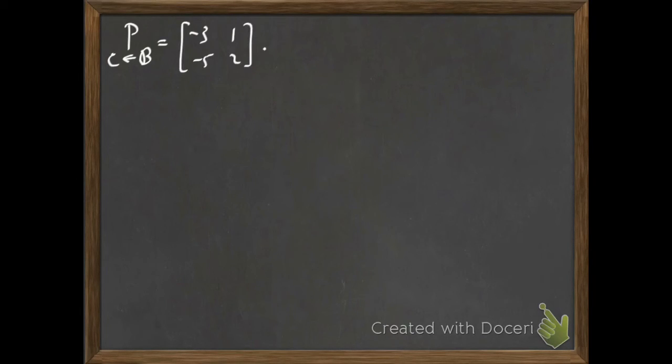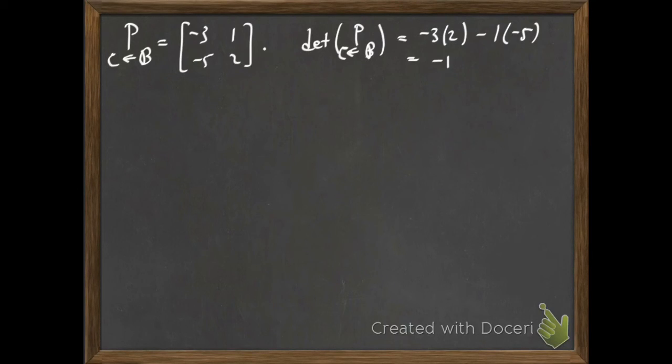Now if I want to go the other way, well, one way I can do this is just to try to invert this change of coordinates matrix from B to C. So I'm going to use that formula we have for inverting 2 by 2 matrices, which means I need to compute the determinant. The determinant of a 2 by 2 matrix is AD minus BC. I compute that to get a minus 1.